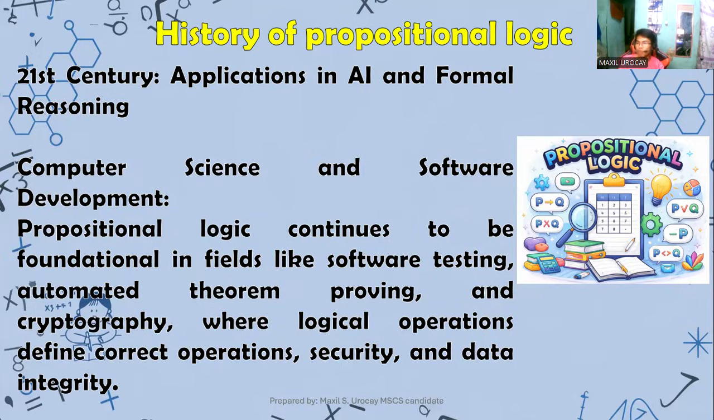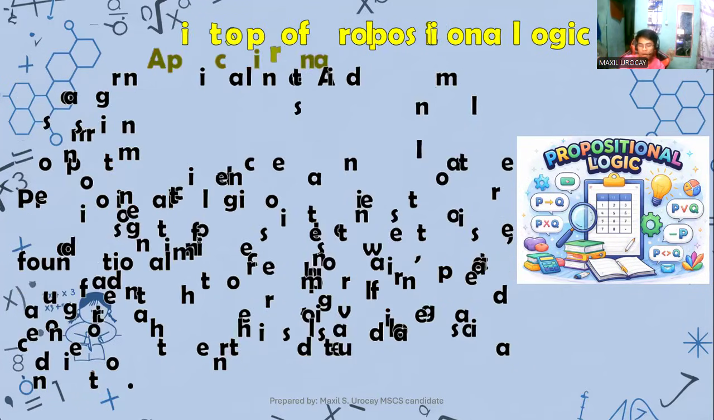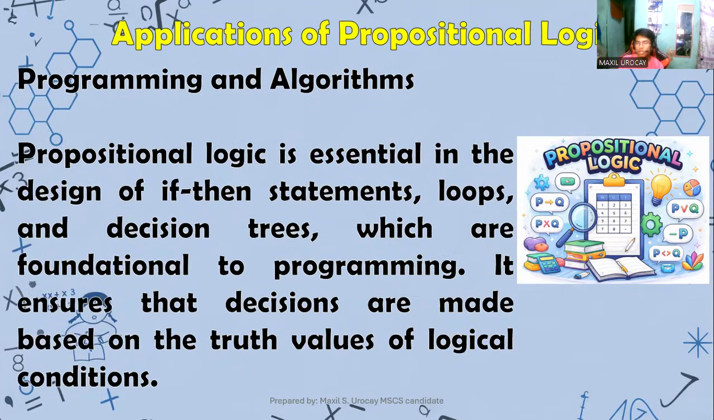So, applications of AI and formal reasoning, computer science and software development: propositional logic continues to be foundational in fields like software testing, automated theorem proving, and cryptography, where logical operations define correct operation, security, and data integrity. So that's why it is really good to know the foundations here in our discrete mathematics for you to apply this in wide applications. Now, the applications of propositional logic: programming and algorithms is essential in the design of if-then statements, loops, and decision trees, which are foundational to programming, and that ensures that decisions are made based on the truth values of logical conditions.